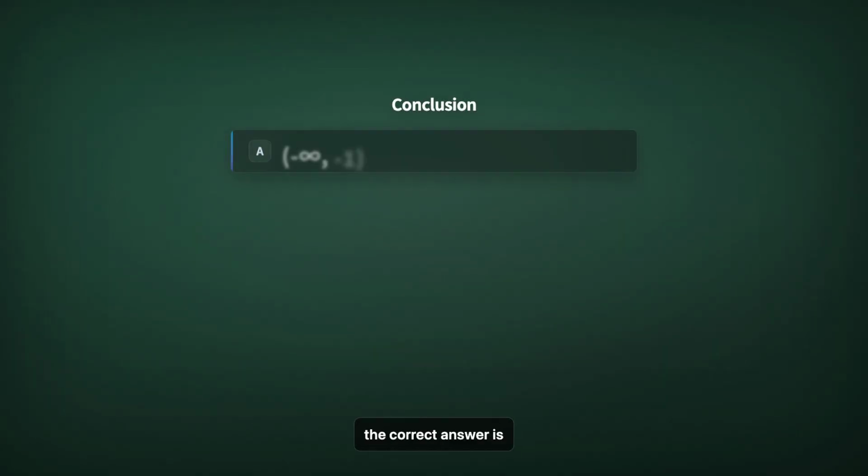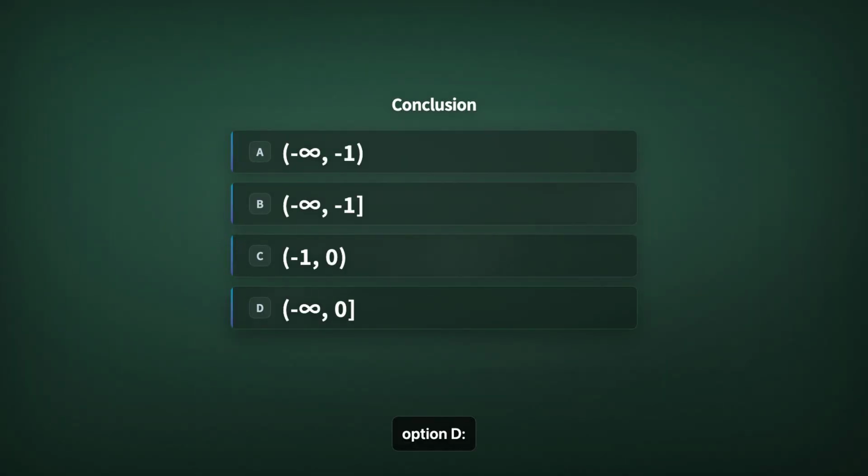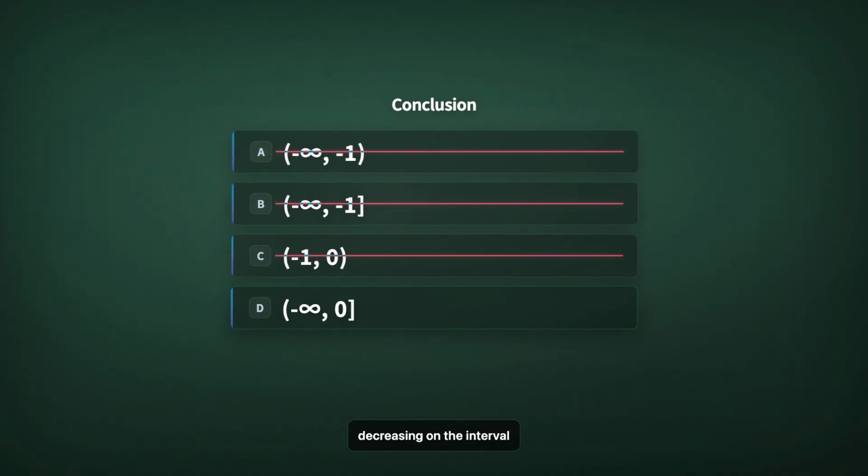To recap, the correct answer is option D, a in the interval from negative infinity to 0. This range ensures that the vertex of the parabola is at or to the right of 0, making the function decreasing on the interval from negative infinity to 0.